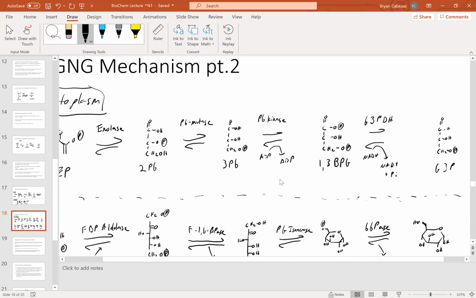Okay, next we have the PG mutase. So the phosphoglycerate is going to undergo a mutase, so it's just going to mutate, just make an isomer, moving a phosphate group down to the 3rd carbon. You're going to have a phosphoglycerate carboxylase, or sorry, phosphoglycerate kinase come in and take a phosphate from your ATP, making it ADP, and giving a second phosphate, creating 1,3-bisphosphoglycerate.